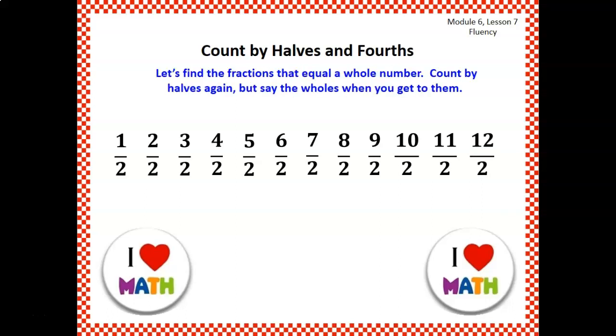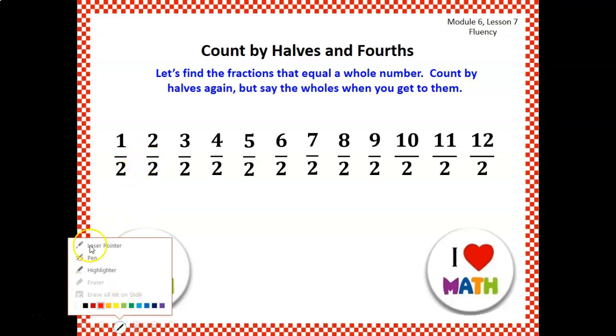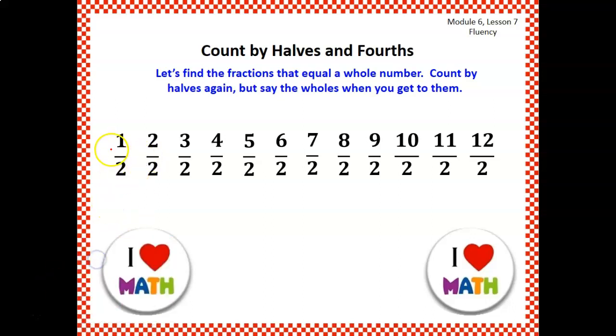Now let's count by fourths. First let's find the fractions that equal a whole number. Let's see, if this is 1 half, then 2 halves would be what? Would be 1. 3 halves would be 1 1/2. So 4 halves would be 2. 5 halves would be 2 1/2.